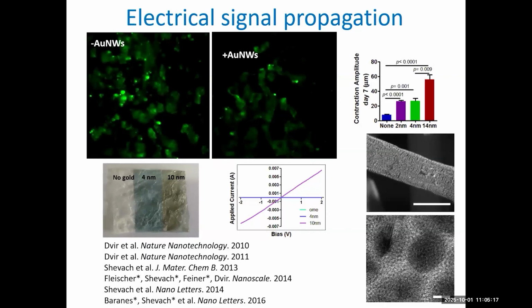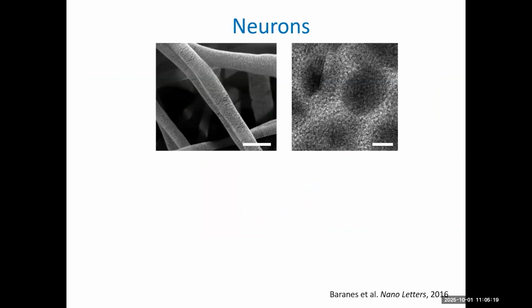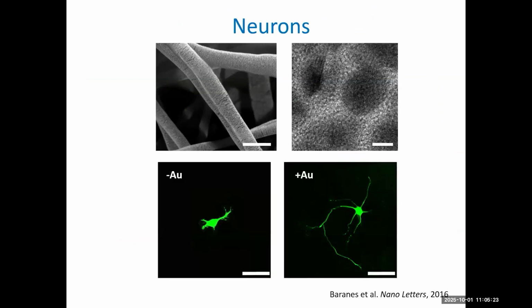It also works nicely with neurons, so we have the fibers of the patient-specific materials, and you can see here after 3 days in culture, how neurons look. This is a single neuron, either without gold nanoparticles or with, and you can see the extensions of this neuron. This is extremely important when we talk about regenerating the spinal cord or the brain. We need to have long neurons.